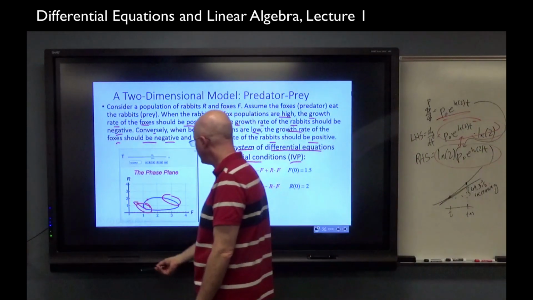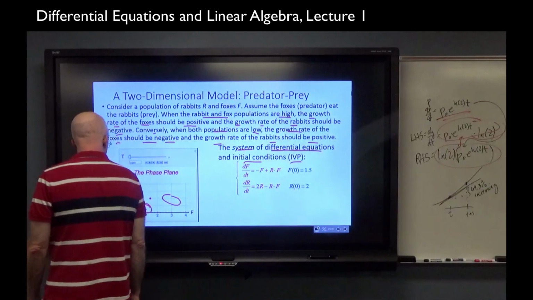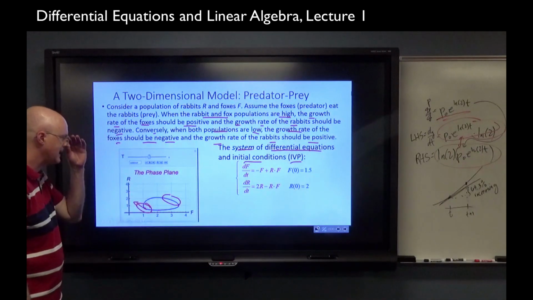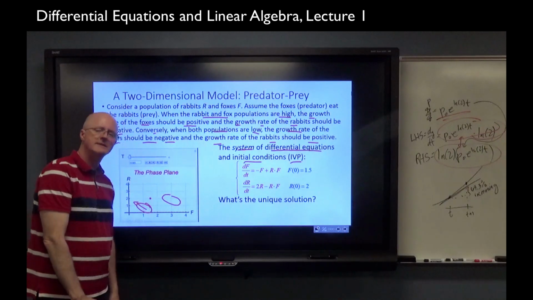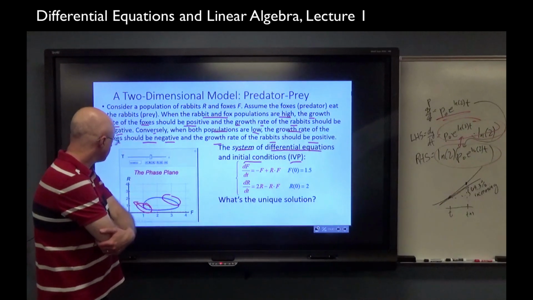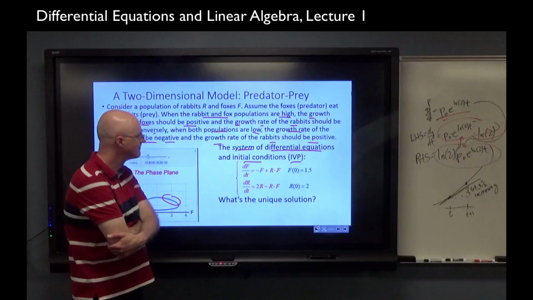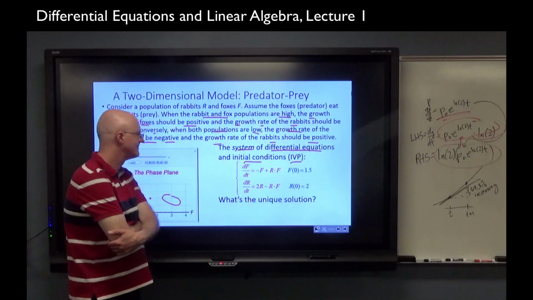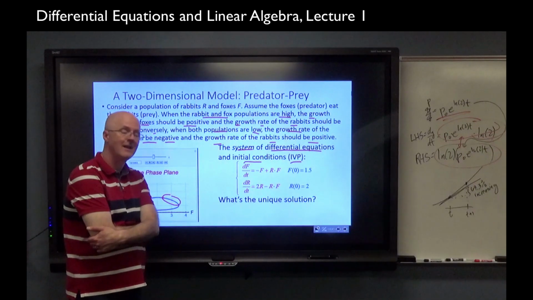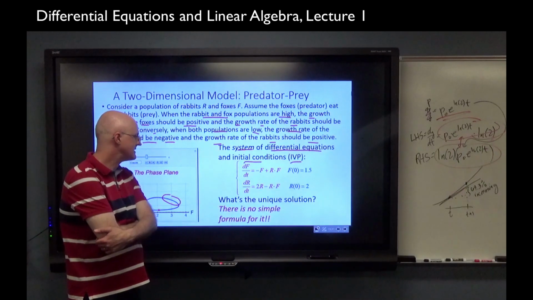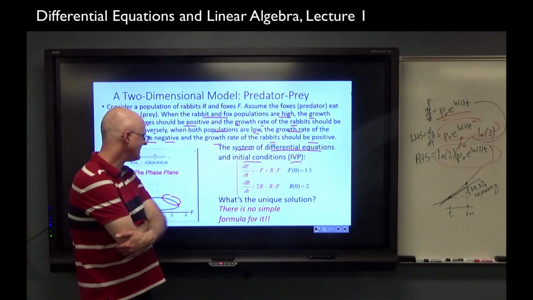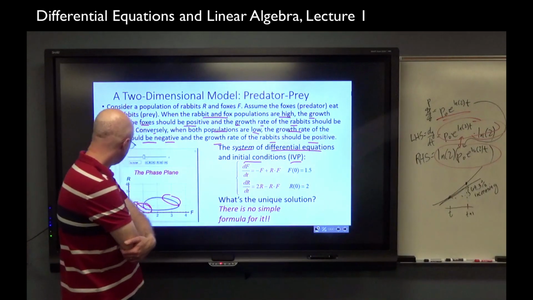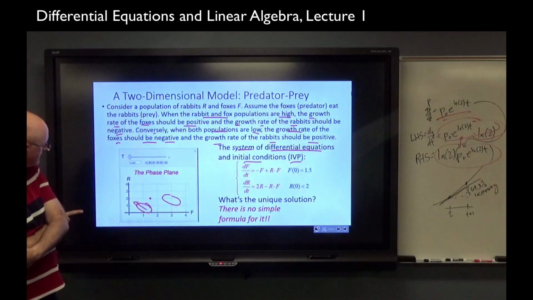Now, that's a pretty hard thing for people to understand at first. Don't worry, we'll spend plenty of time thinking about that as we go. What's the unique solution for this initial value problem? Can you guess it? Guess what? There is no simple formula for it. It's impossible. What? But didn't I graph it here?